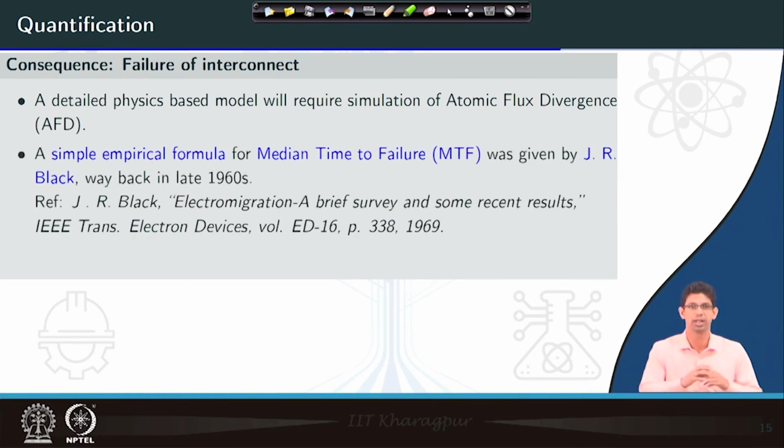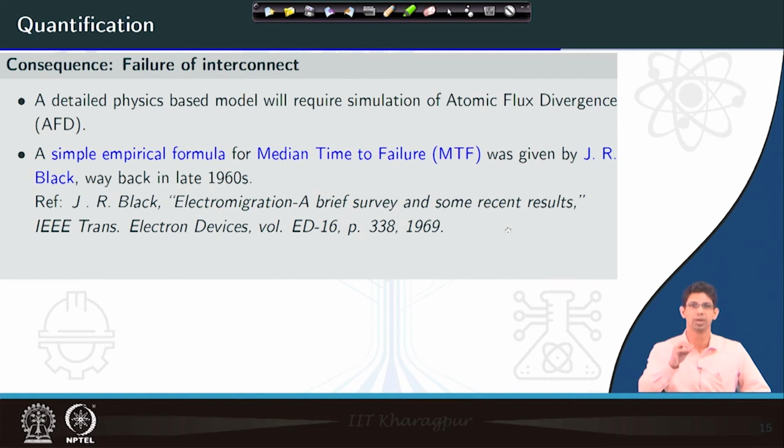However, a very simple and empirical equation is given. So, we define a median time to failure. It is not a fixed time; it's an empirical and statistical value which was given by J.R. Black. He wrote a series of papers in the late 1960s, and one of the papers is Electromigration, a brief survey and some recent results, published in IEEE Transactions on Electron Devices.